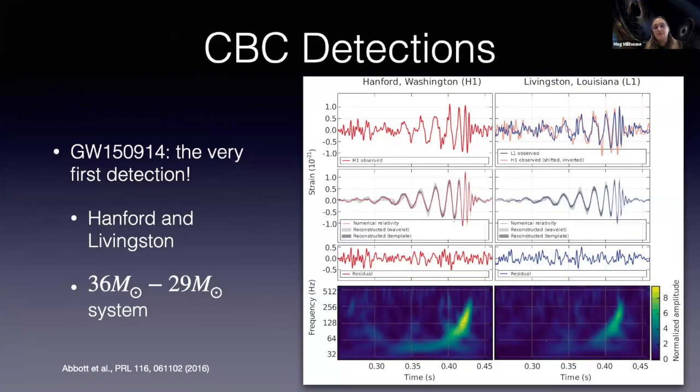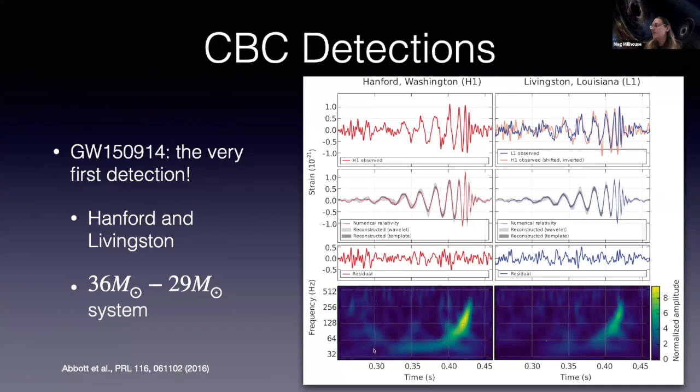So the very first gravitational wave signal was observed in September of 2015. At this point, it was only the LIGO detectors observing, and we inferred that the signal was from a compact binary coalescence, specifically originating from a black hole binary system with component masses each around 30 solar masses.